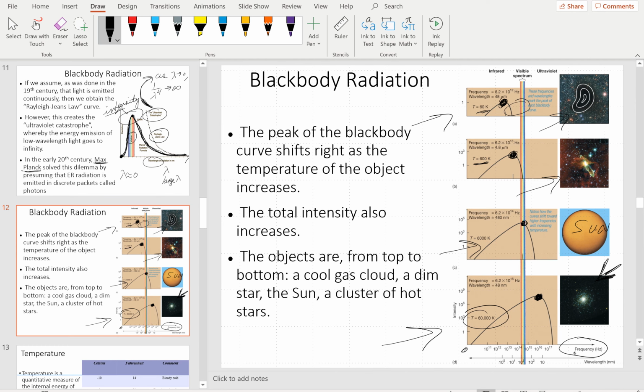Okay, so this is one of the basic things I want you to be able to do. I want you to be able to look at a Planck radiation peak, or let's say two of them, and compare and tell me which one has a higher temperature.